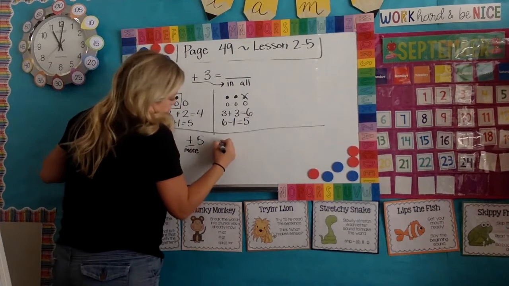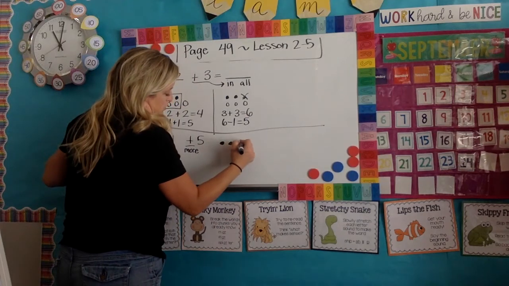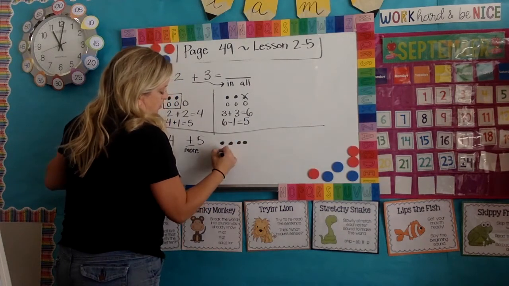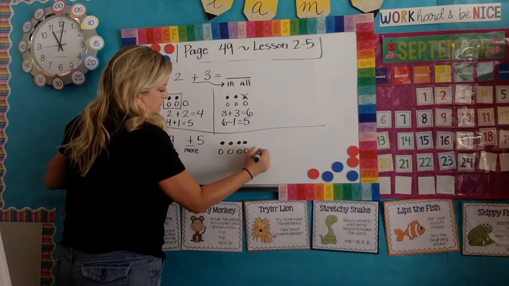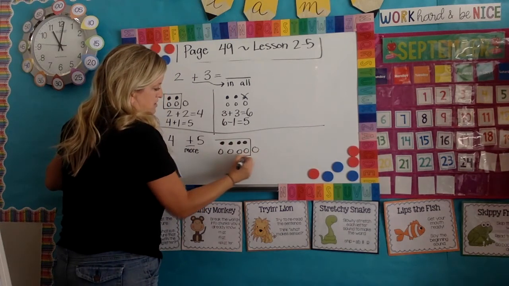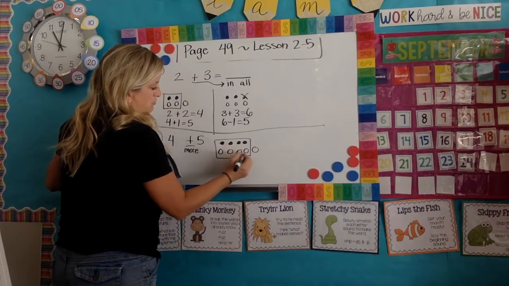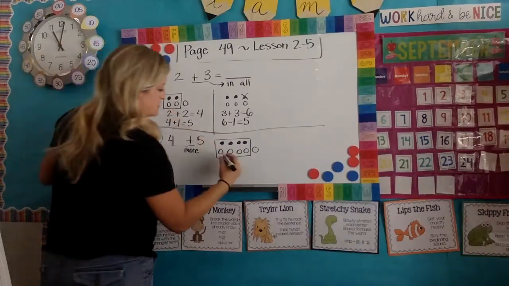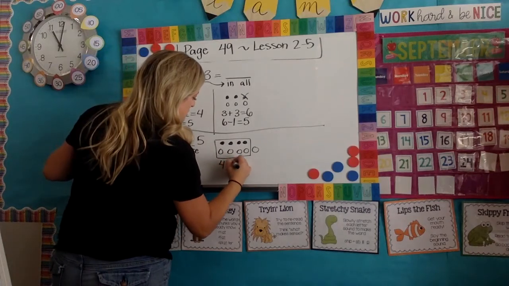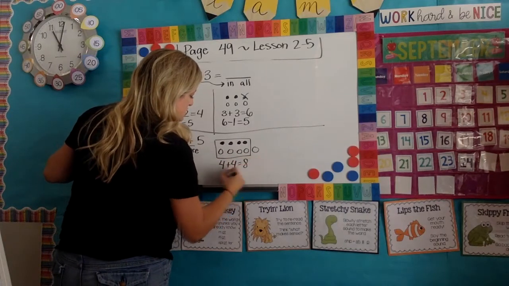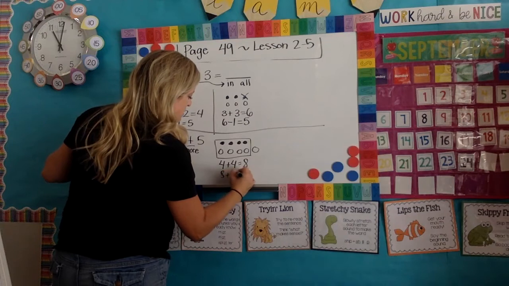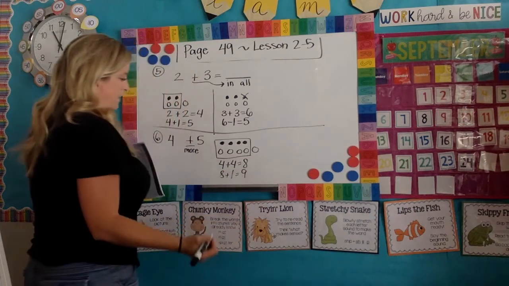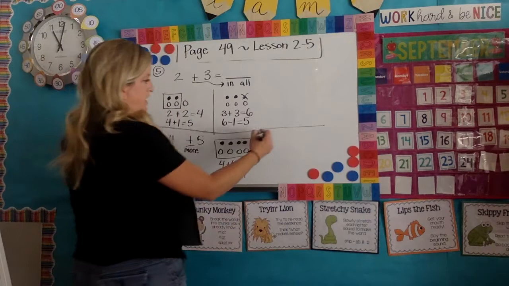Well, let's do it 2 different strategies. 1, 2, 3, 4. 1, 2, 3, 4, 5. Put a box around it. 4 plus 4. 4, 5, 6, 7, 8. So 4 plus 4 equals 8. 8 plus 1 equals 9. Awesome.